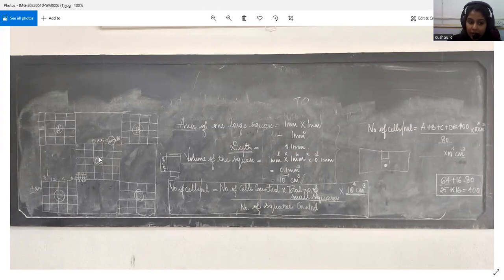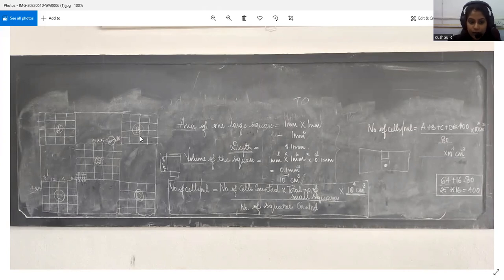When we take this one small square, it is believed to have 4 into 4 partitions in them. The division is 4 into 4. So this one large square is further divided into 4 small squares. So now this is going to be the large square and the partitions inside them are going to be the small squares.